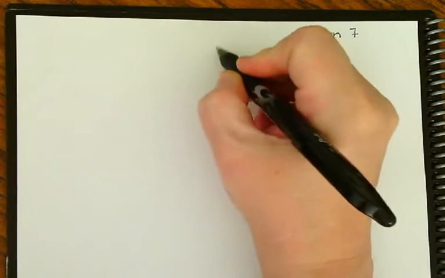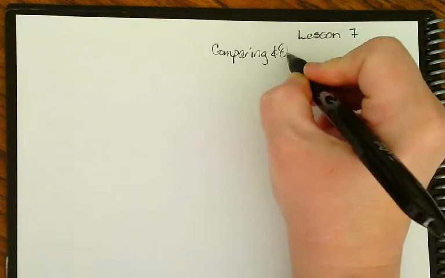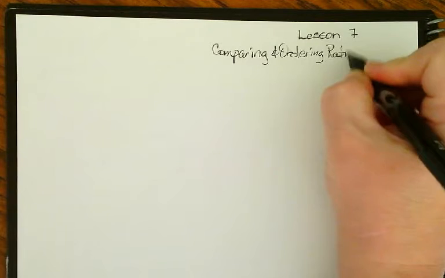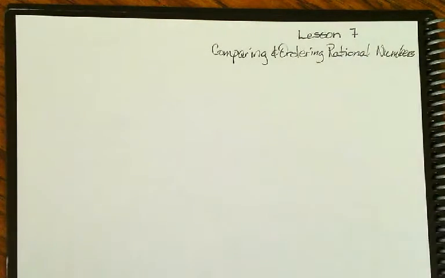And lesson 7 kind of piggybacks off of the lessons we just did. This one is comparing and ordering rational numbers. I touched on it a little bit in lesson 6, but mostly I was focusing on integers, and at the end I just shoved a little bit of rational numbers in, so I'm going to do a little bit more with the rational numbers.